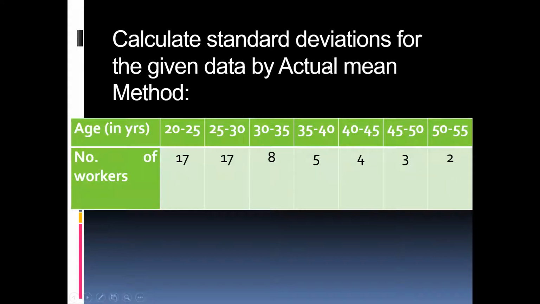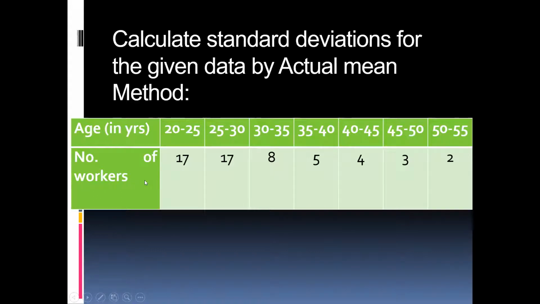So this is the first problem of the day. Calculate standard deviation for the given data by actual mean method. You can see age in years and the class intervals are 20 to 25, 25 to 30, 30 to 35, so on and so forth till 50 to 55.